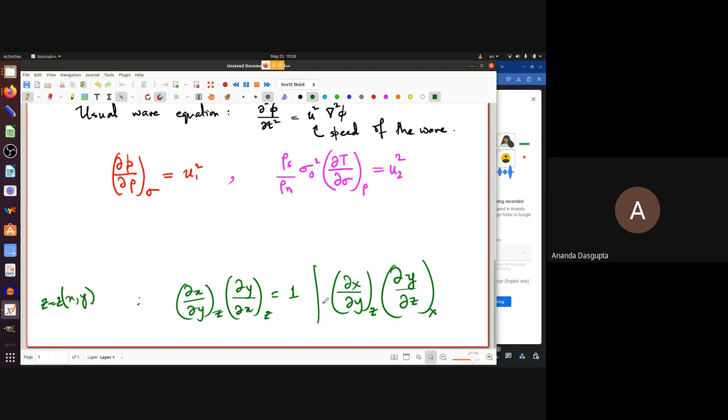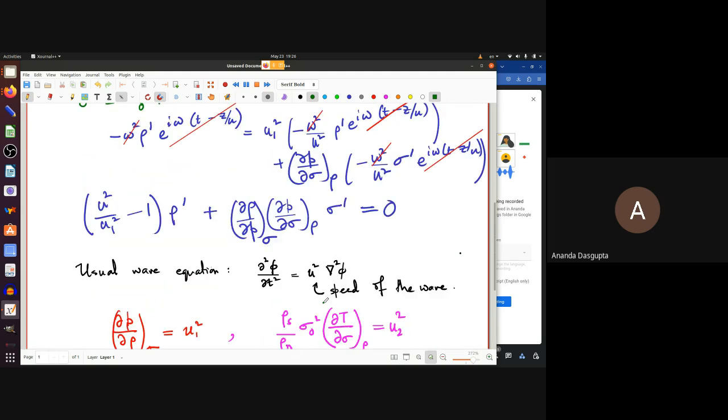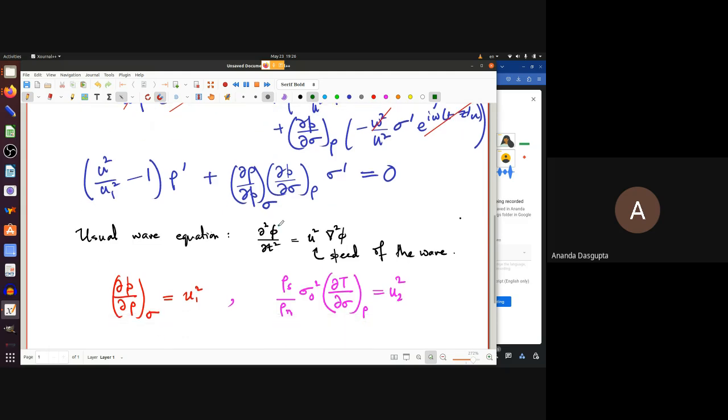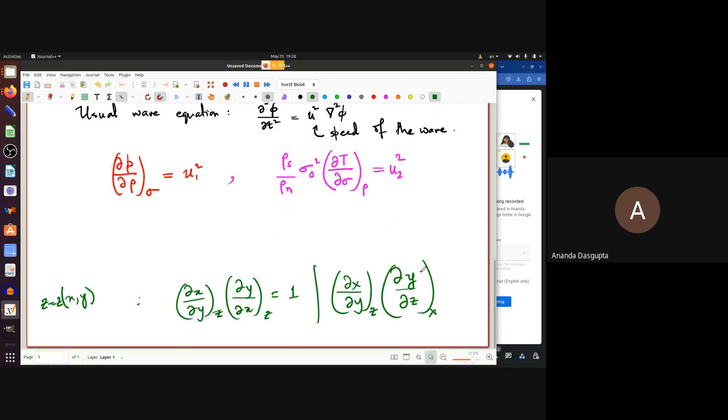Why am I talking about this one? Because what we have here is exactly that. Note it's del P here, del P here, the same thing. They are del rho, del sigma, but at different conditions. These are constant rho, these are constant sigma. So del x, del y, del z at constant x into del z, del x at constant y. Anybody remember what this product is?